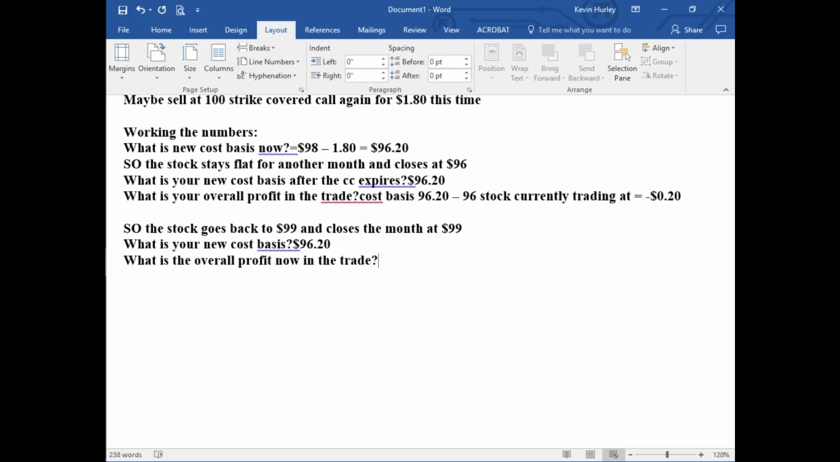Let's work that one through. Yep, your cost basis is 96.20, right? We shorted a covered call in month one for $2, lowering our cost basis from 100 down to 98. The second month, we couldn't quite get $2 because the stock was trading at 96. We only got $1.80. So we lowered that cost basis from 98 down by a buck 80, which puts our cost basis at 96.20.